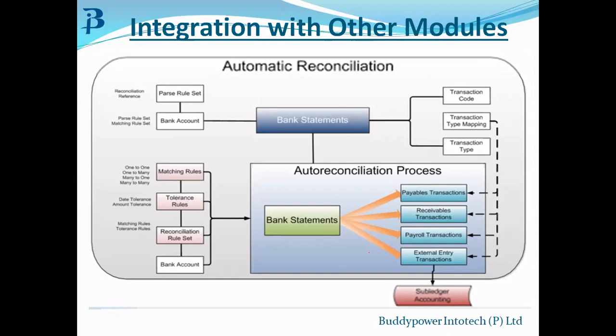Okay, so that's basically your bank reconciliation. Now cash management mainly deals with loading of bank statements, and the system will initiate a matching process. It can be automatic or manual. That matches the lines in the bank statement versus transactions in the payables, receivables, and payroll modules.